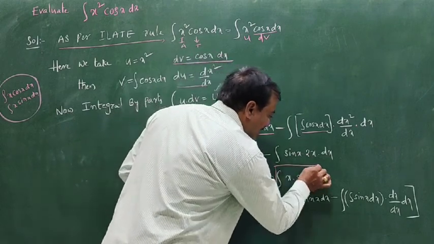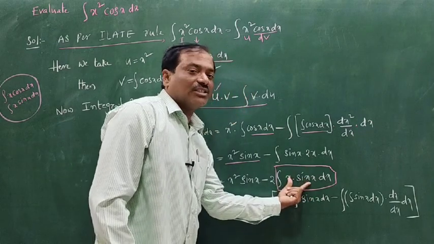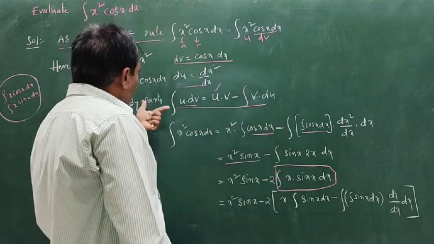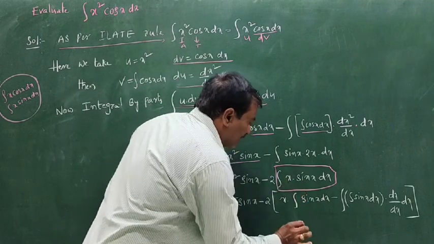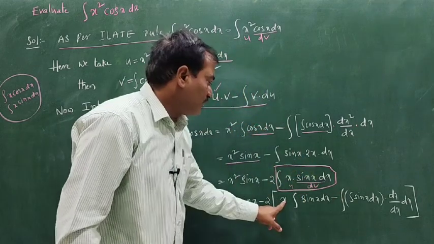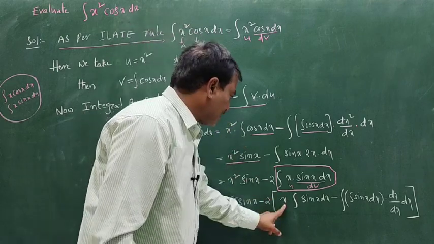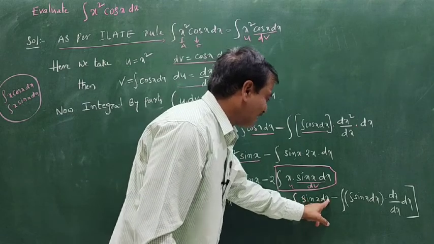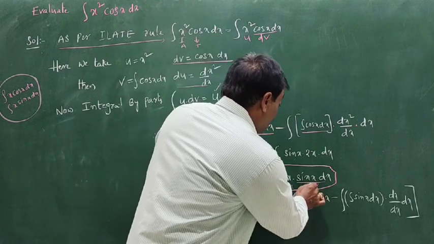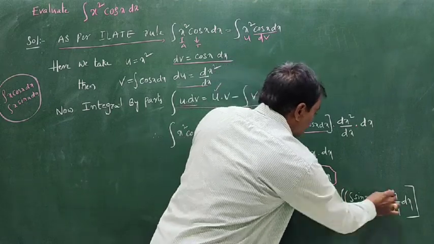Now again this integral is in the form of integral x sin x dx. Again two functions are multiplied here, so we have to use the same formula and the same procedure. So this is u and this is completely dv. u is x, and dv equals sin x dx, so v is the integration of sin x dx, and du is the differentiation of x times dx.